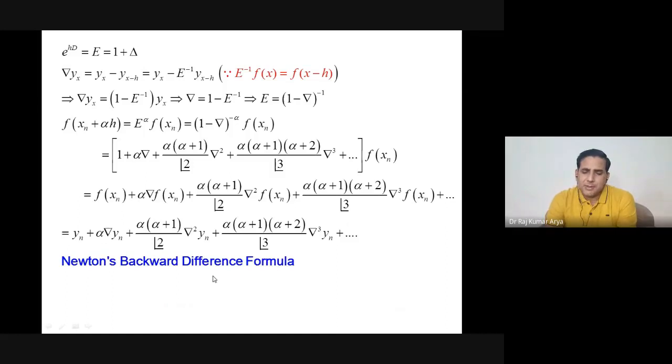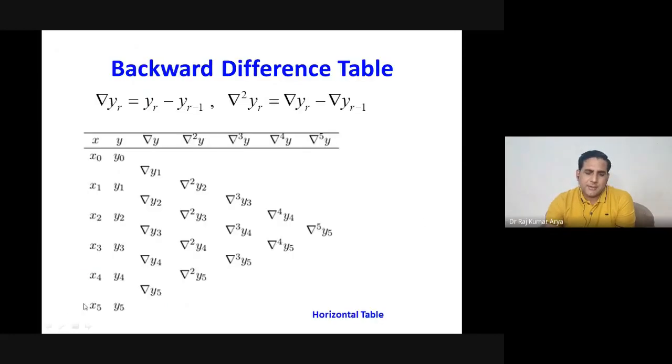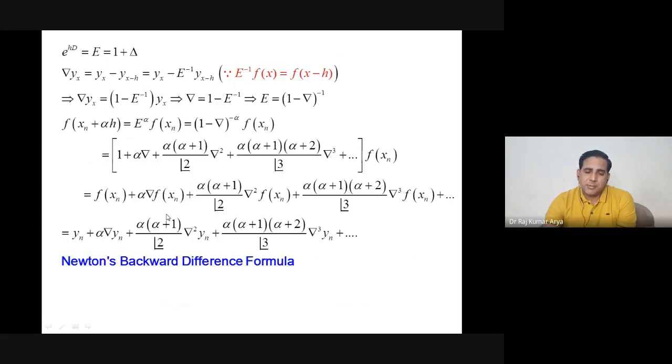Whenever you are interested in calculating the value close to this particular point here, the last point, you are supposed to use your backward difference. If you are interested in calculating values nearly at the first points, you are supposed to use your forward difference one. So these are some important points: when do we use forward and when backward difference?